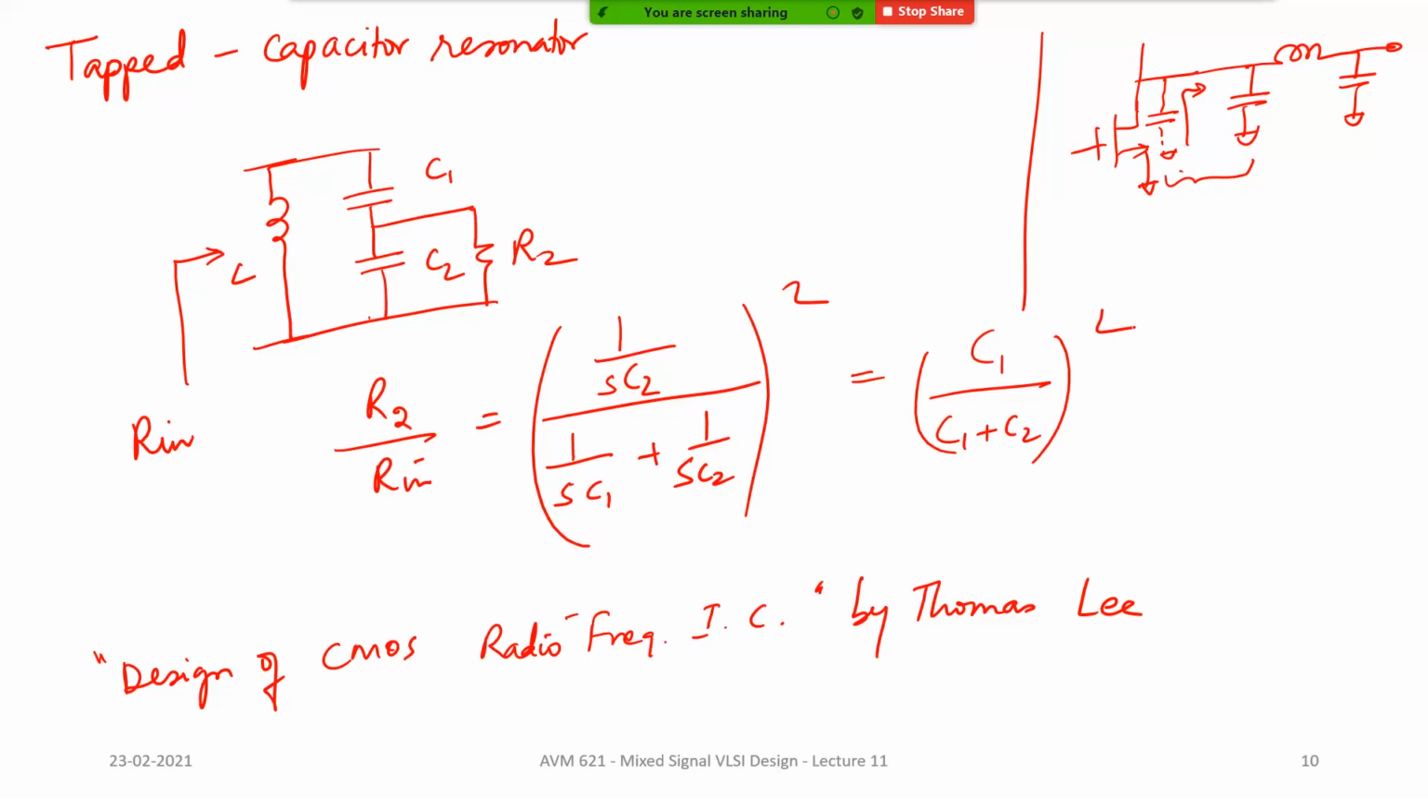You can also have tapped inductor matches and things like that, but usually those are not used so much. Another very commonly used impedance transformation is to use a transformer. It is possible to build transformers on chip. They might have some 1:n turns ratio and so on, but the way the transformers are built is like this.